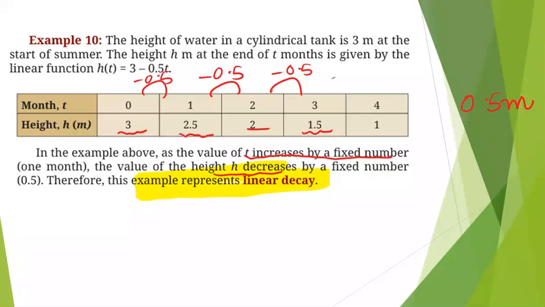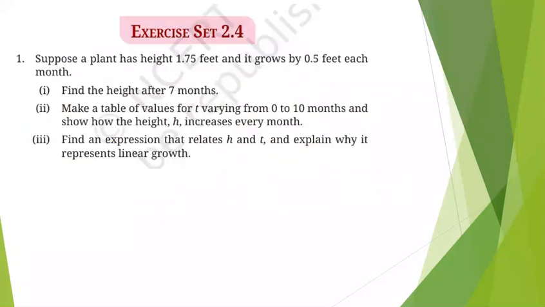Got the idea? Okay. Now we will start the exercise 2.4. The first question says that suppose a plant's height is 1.75 feet, and it grows by 0.5 feet each month. Find the height after 7 months. Second question, make a table of values for t varying from 0 to 10 months and show how the height h increases every month. Next question, find an expression that relates h and t. Explain why it represents linear growth.